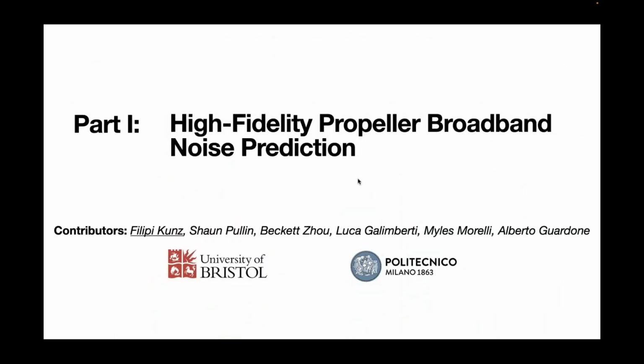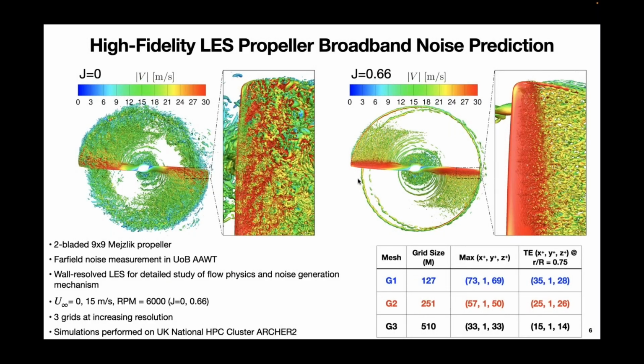So without further ado, I will start with the first part of the talk, which is on the high fidelity simulation of propellers. For this study, we look at a two-bladed 9x9 propeller designed by Meslick. The first 9 of the 9x9 means that the propeller is 9 inches in diameter, so that's about 23 centimeters in diameter. And for this very propeller, we have our in-house test data collected from our aeroacoustics wind tunnel in Bristol.